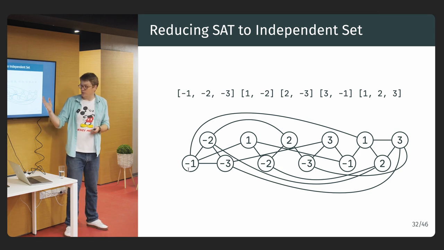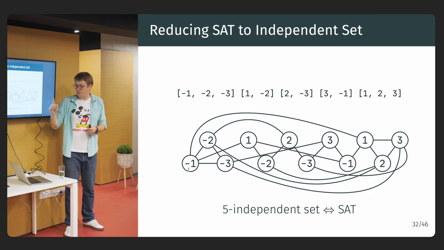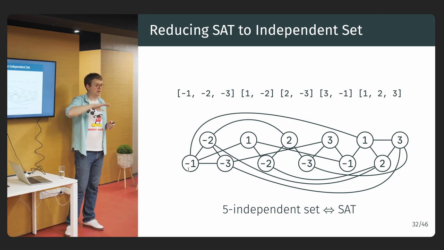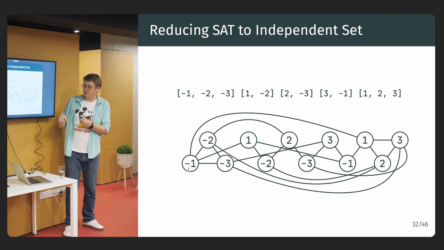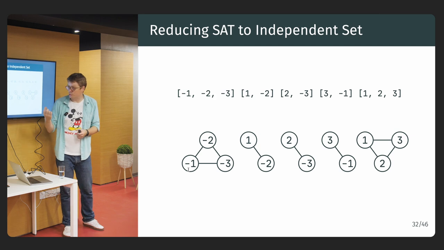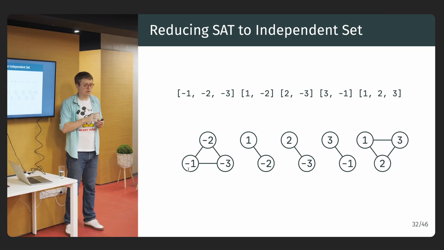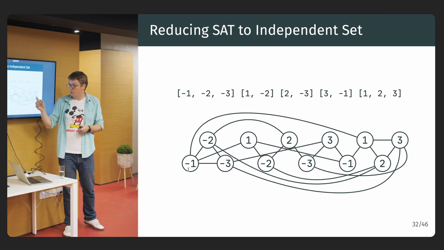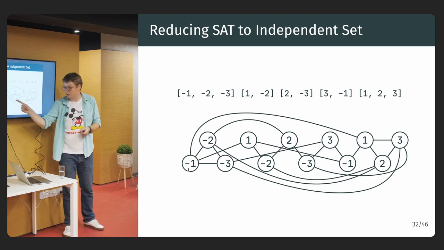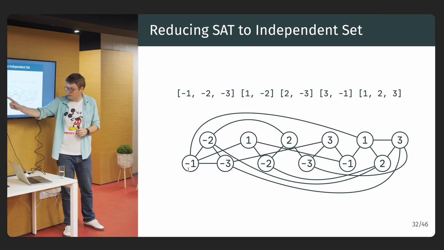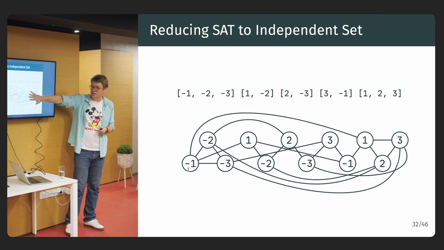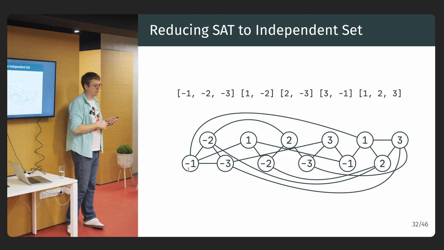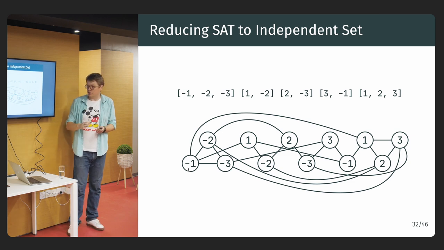And then what I claim is that this graph contains a five independent set if and only if this formula is satisfiable. Why is that? Well, just by construction. If there is a five independent set, then we know for sure that from each clique we must select exactly one node, because in each clique every pair is joined by an edge, right? At the same time, we connected every pair of opposite literals by an edge, so we know for sure that we are not going to select minus three from here and three from here, right? So if you know how to solve every instance of independent set quickly, then you can also solve SAT. And any other problem reduces to SAT, and this is just a nice example of a reduction between problems.